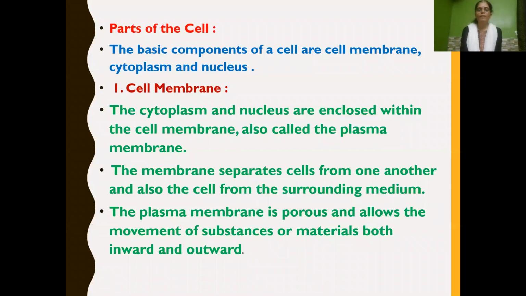About the cell membrane, what is the cell membrane? The cytoplasm and nucleus are enclosed within the cell membrane, which is also called the plasma membrane. The cell membrane separates cells from one another, and it also separates the cell from the surrounding medium. The plasma membrane is porous, and thus it allows the movement of substances or materials both inward and outward. So these are the functions of the cell membrane.